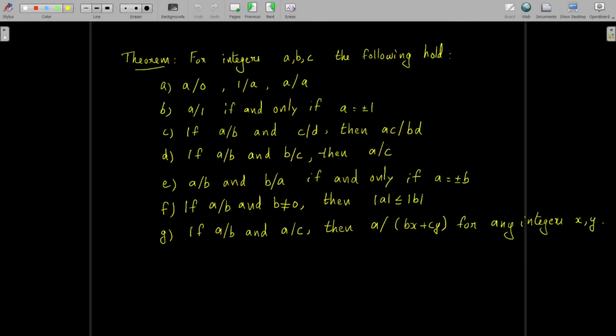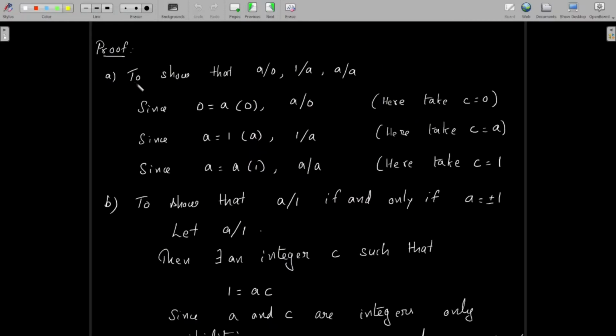So today we will study some divisibility properties of integers. Here we have 7 results in this theorem and we will prove each of the results in a detailed manner. First result, to show that a divides 0, 1 divides a and a divides a. To show that a divides 0, we have to show that 0 equals a into something. We know that 0 equals a into 0. Therefore, clearly a divides 0. So here we take c as 0.